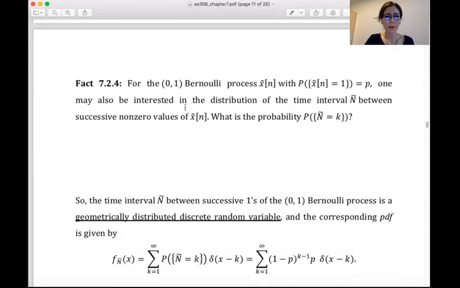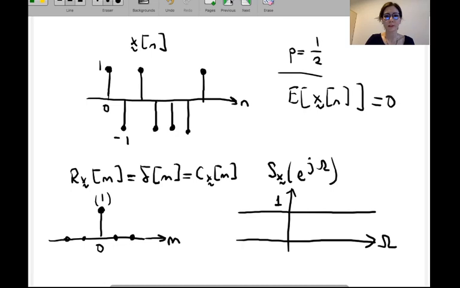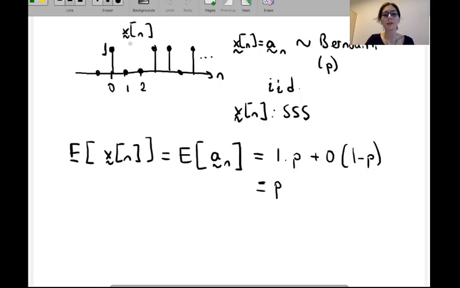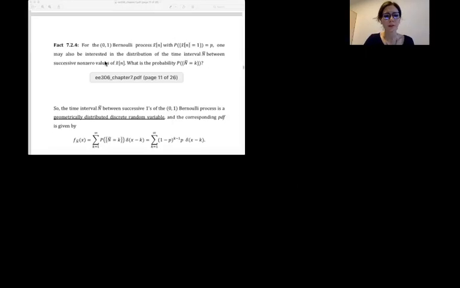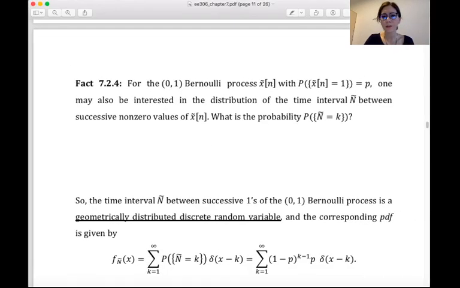Now back to the 0-1 Bernoulli process. You could then wonder, let's say that we had the value 1 here, and then we look at the other values. What is the typical amount of time that I have to wait until I get the next 1 value? It's stated formally in here: the distribution of the time interval between successive non-zero values of x of n. So what is this probability distribution?